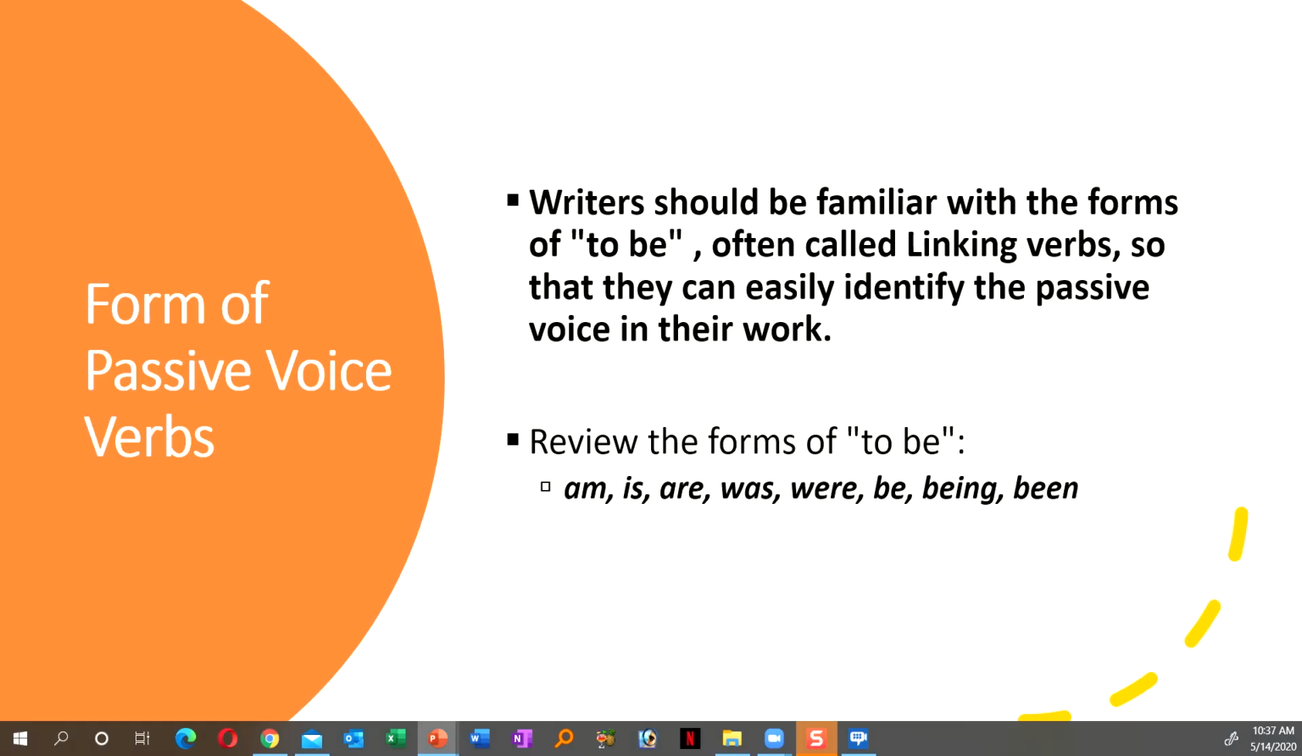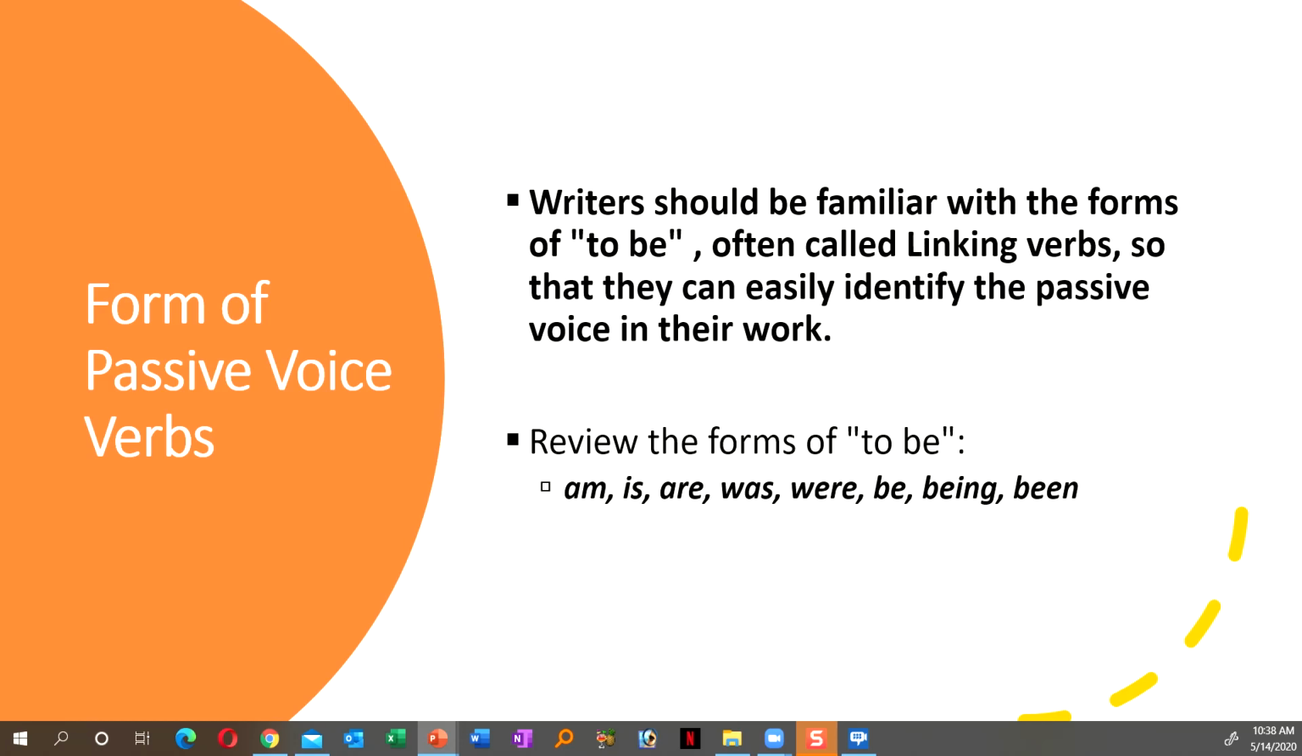So, forms of passive voice verbs. Writers should be familiar with the forms of to be, often called, these are terminologies that you're going to see often, linking verbs, right? So that they easily identify the passive voice in their work. So here are a few of the linking verbs: am, is, are, was, were, be, being, and been. These are all linking verbs and they're all passive verbs, okay?